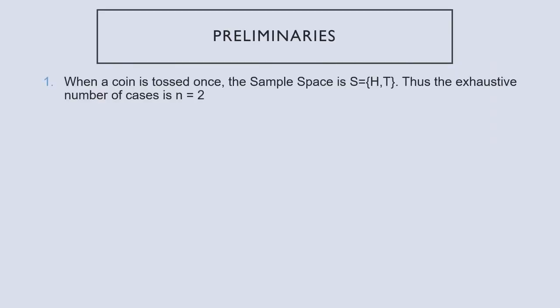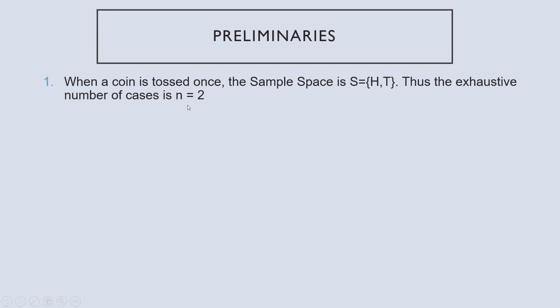So today I'll be doing some problems on probability. So let us begin with some preliminaries. When you toss a coin once, what is the sample space? The sample space contains either a head or a tail. So the exhaustive number of cases, that is the total number of possible outcomes, is 2, which we denote by n.